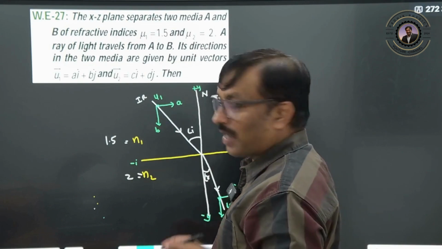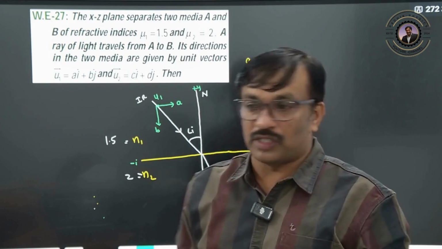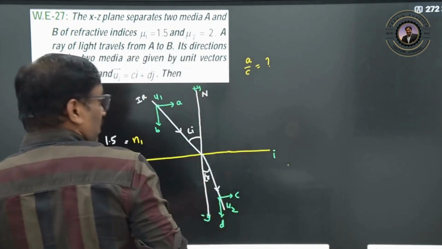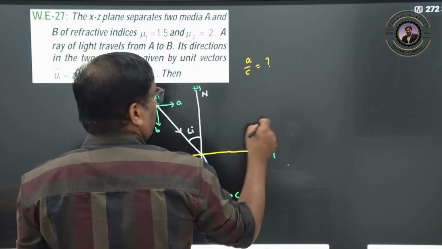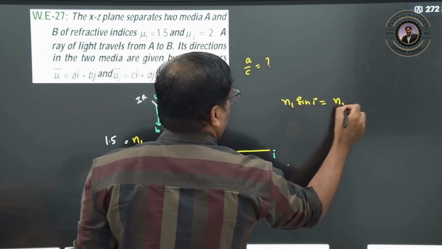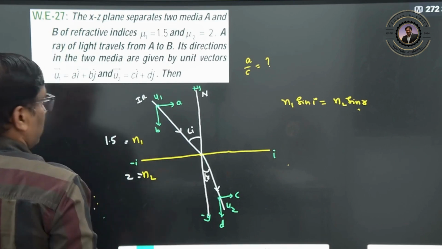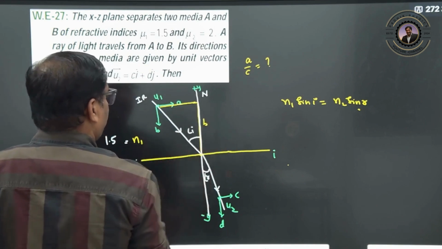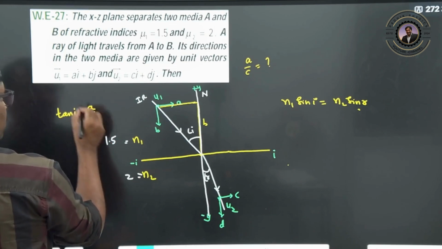Actually we need to calculate what will be the A by C value. So this is the question. How to calculate this now? See, very simple. We'll apply Snell's law here. So this is n1 into sin I is equal to n2 into sin R. Clear? Here this side is A, and this is B. So tan I will be nothing but A by B.